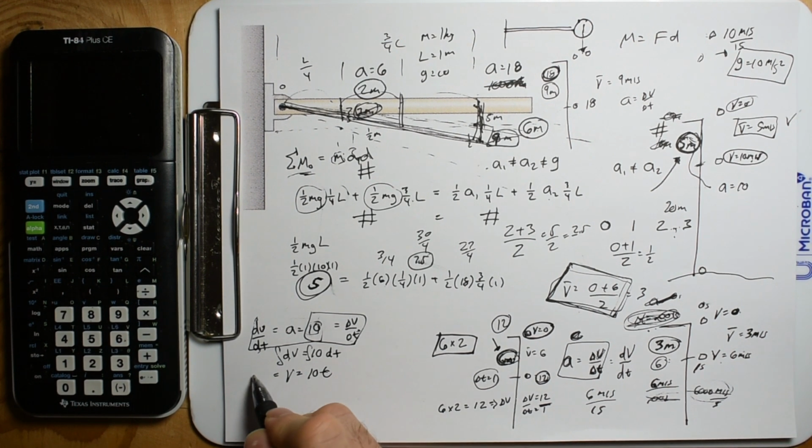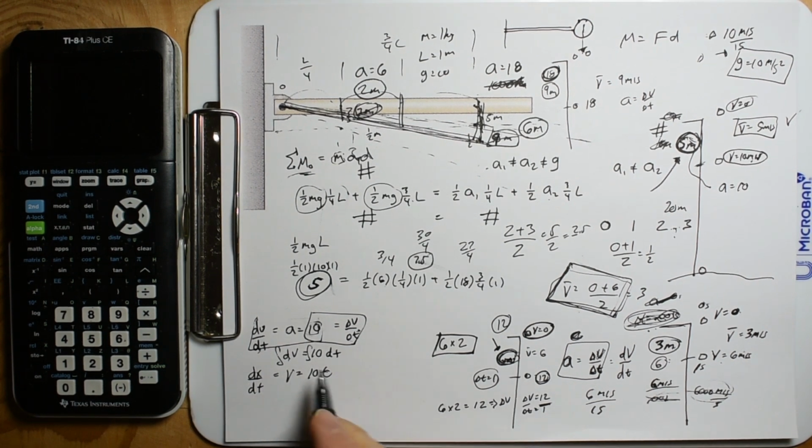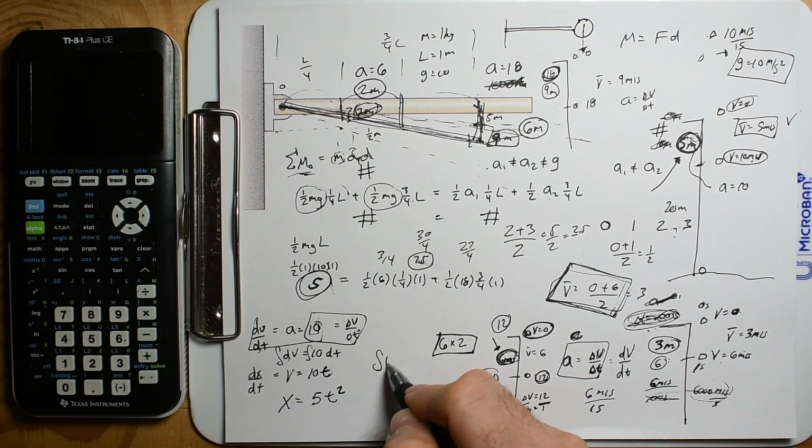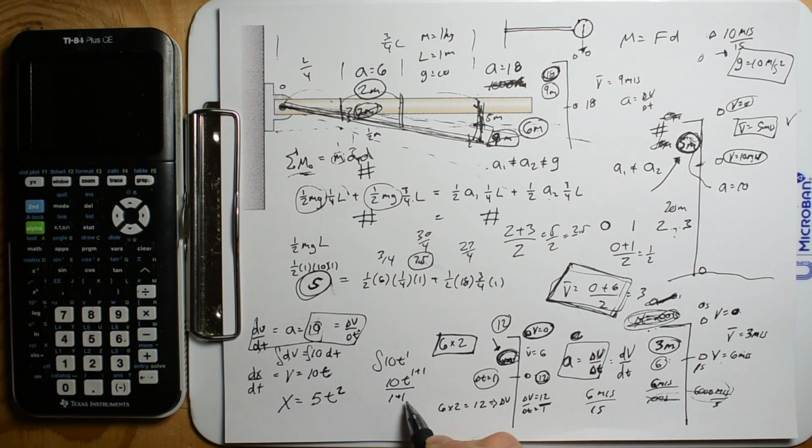Cool. And then you know that's change in position over change in time. And you separate variables again, you get position is going to be 5t squared. You know what I mean? Integrating 10t to the 1 goes to 10t to the 1 plus 1, divided by 1 plus 1. That's using the power rule of integration. And so we would have 10t squared divided by 2, which is 5t squared.